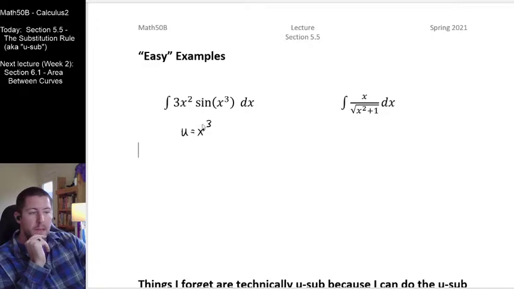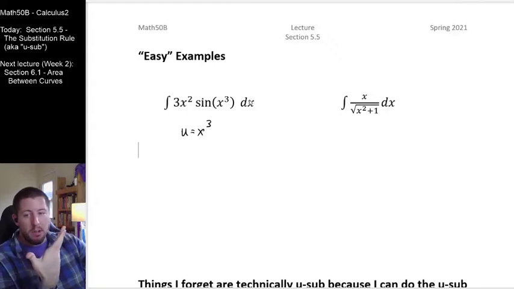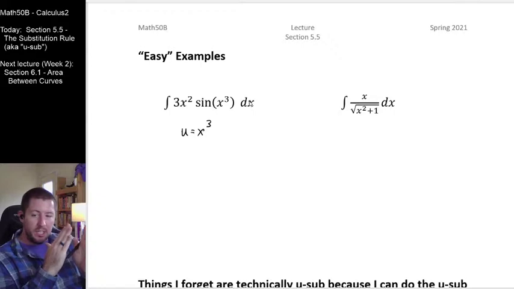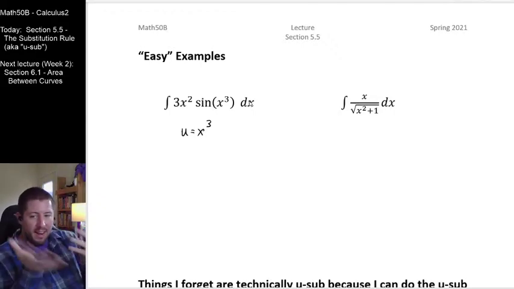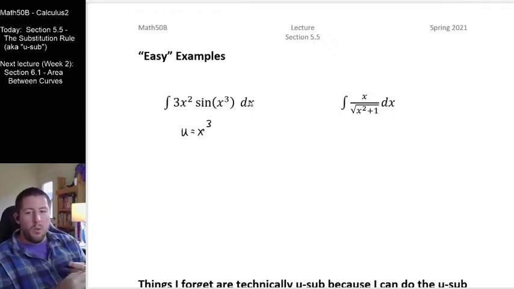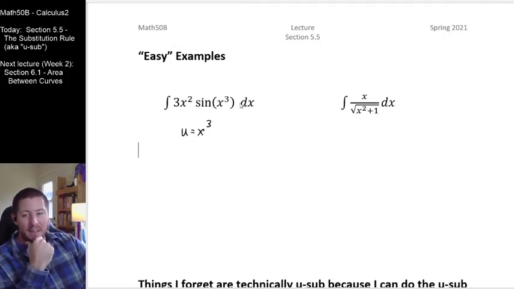If I'm going to make u be x cubed, then I don't know quite what to do with 3x squared, and I don't quite know what to do with dx. Those components are going to have to be replaced as well. If I want to convert this integral from an integral in x to an integral in u, then I need to convert everything into u. So what we can't do is just make that one statement right there. One of the things that I know is that this dx is going to have to get replaced.